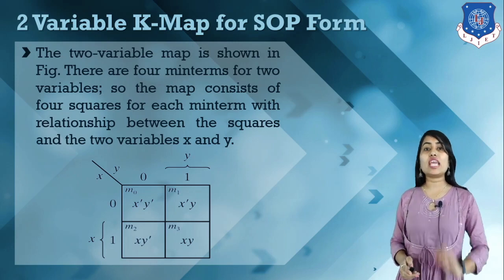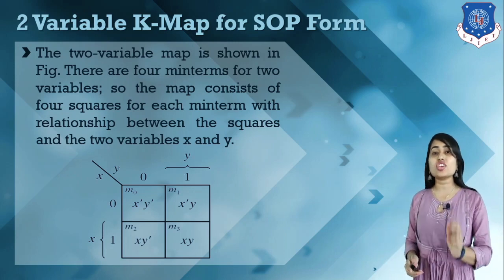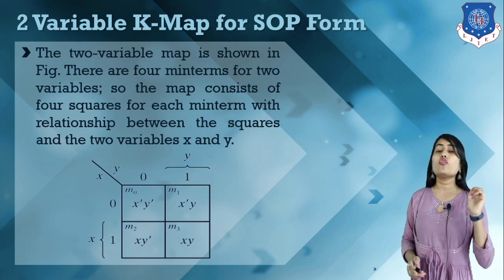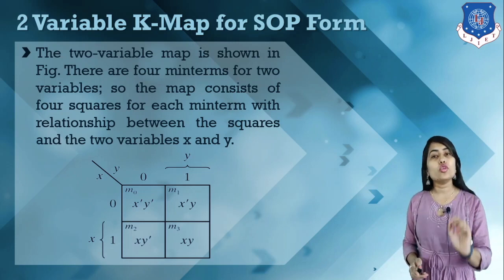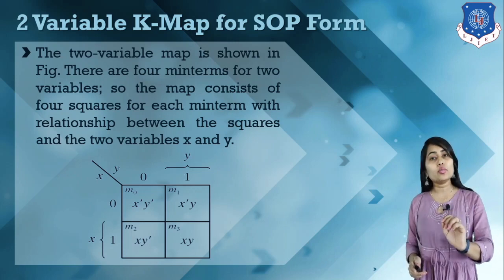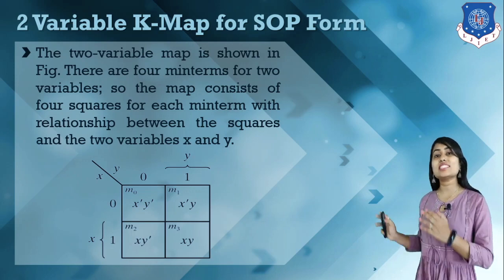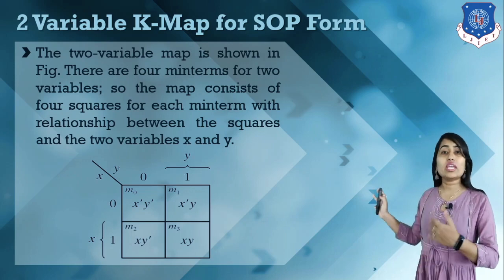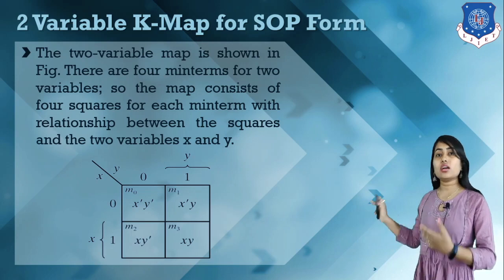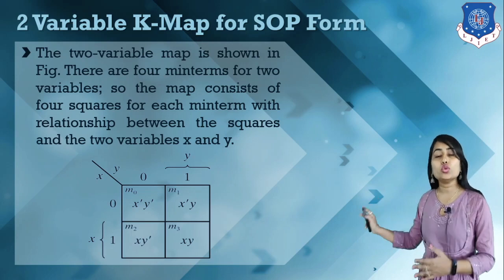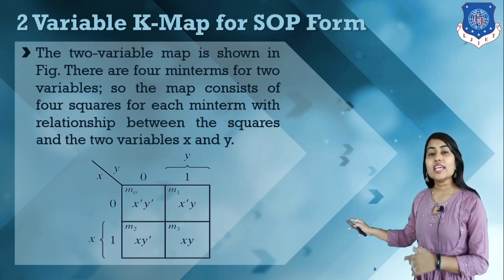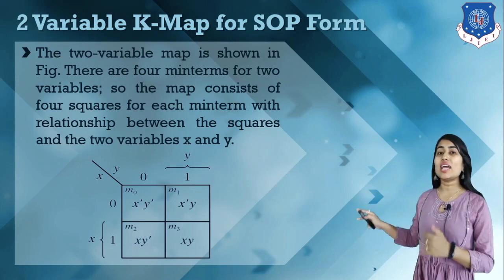So here we have 4 squares for each and every input condition. For two variables we have 4 input conditions, so for 4 input conditions we have squares like this. We can make a K-map like this for the two variable K-map. Here x has a value either 0 or 1.